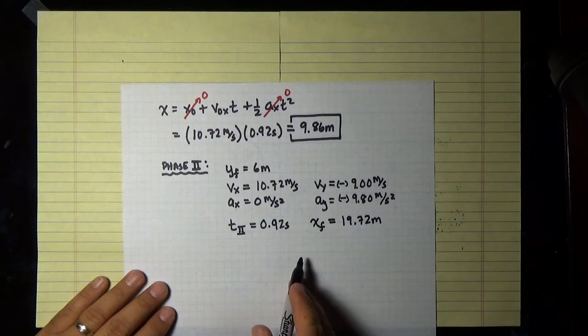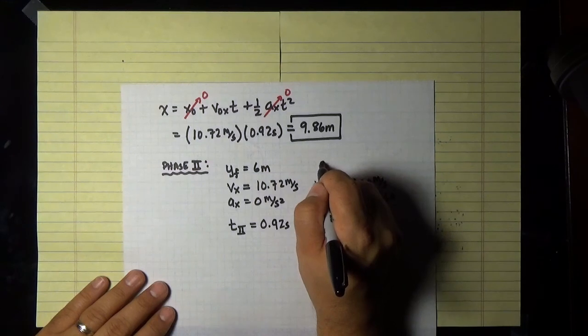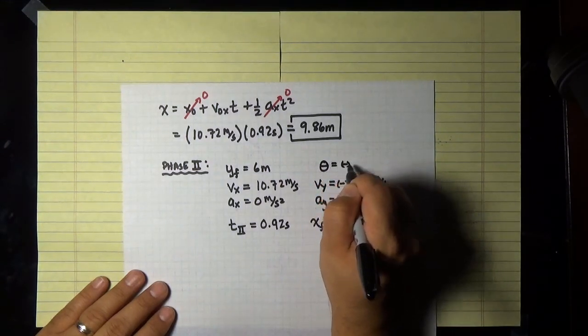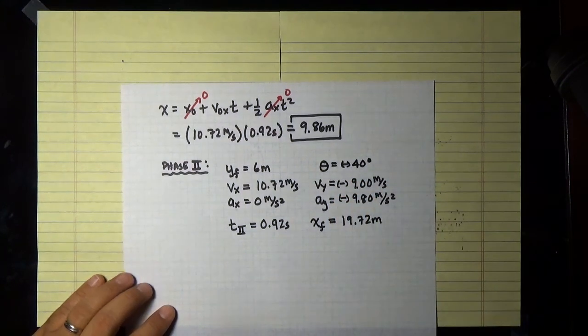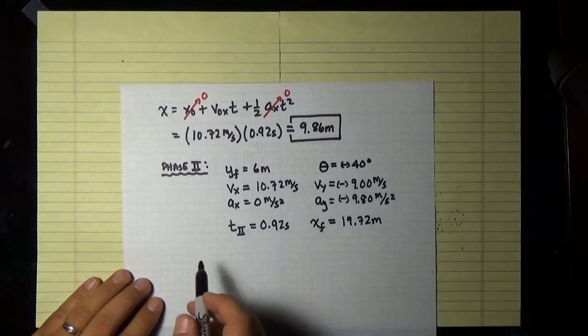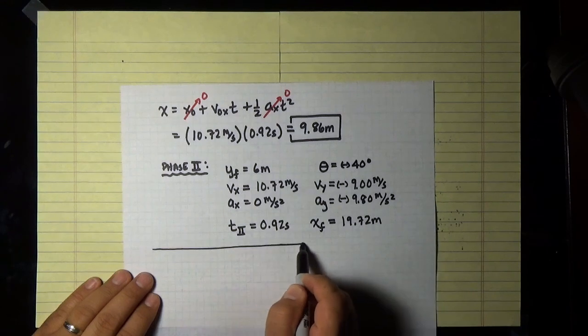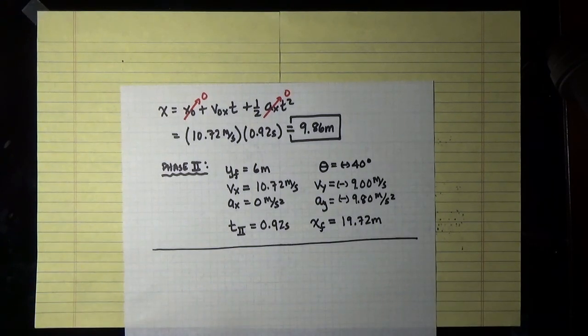And then last but not least, I know from my velocities up here that the angle I make with respect to the horizontal is the negative of the initial angle. So I didn't have to do any calculation for phase 2, which is the beauty of carefully choosing your phases. Now the question is, what do I do for phase 3?